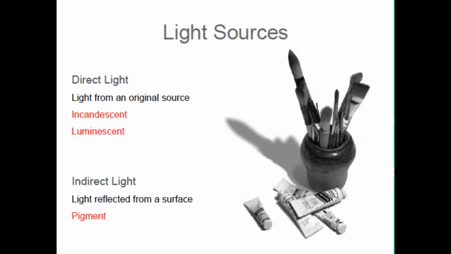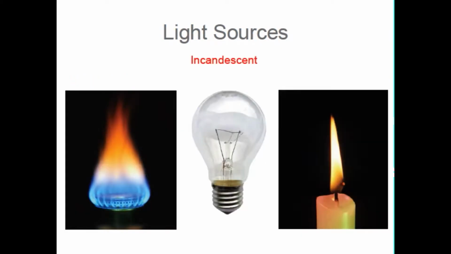Direct light, as we've already mentioned, is light that's created at an original source. There are actually two types of direct light, one being incandescent and one being luminescent. Incandescent light is that which comes from sources that burn. So your gas flame, light bulb, candlelight, sunlight, firelight, all of these things burn and therefore create light.